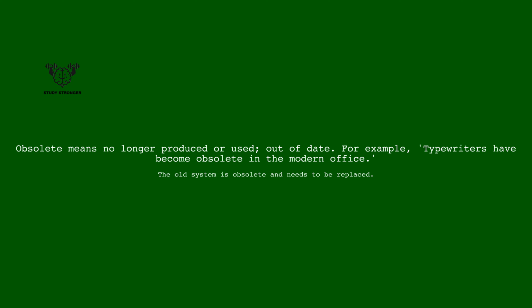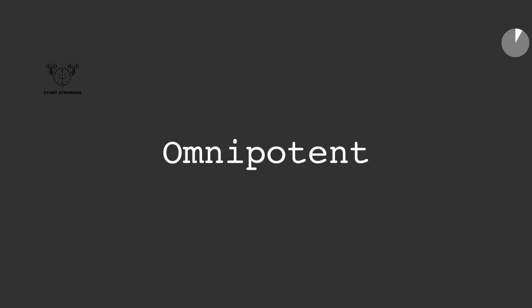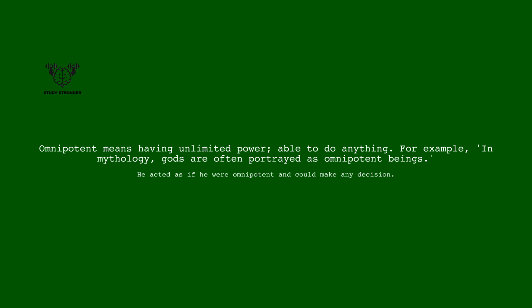Obsolete. Obsolete means no longer produced or used, out of date. For example, typewriters have become obsolete in the modern office. Omnipotent. Omnipotent means having unlimited power, able to do anything. For example, in mythology, gods are often portrayed as omnipotent beings.